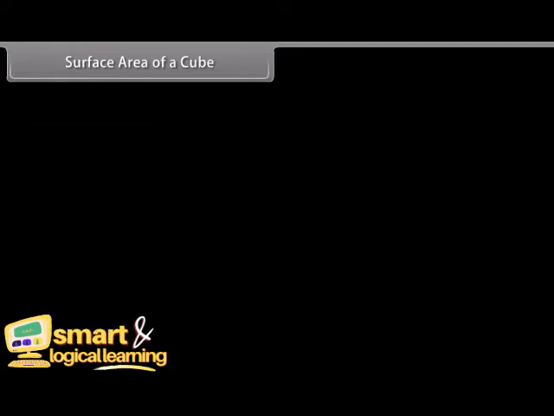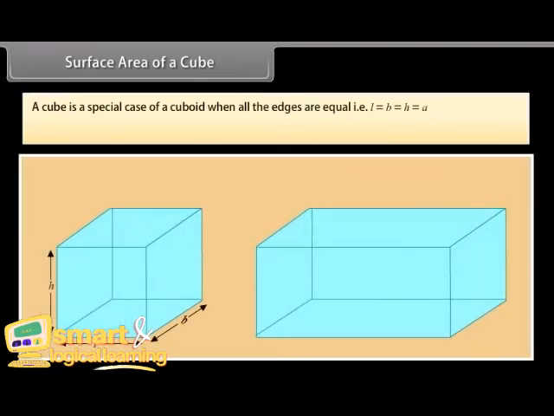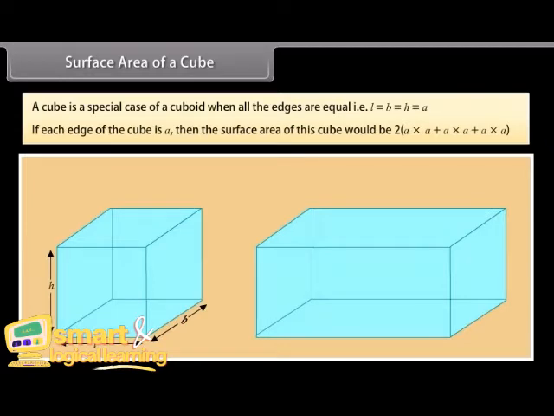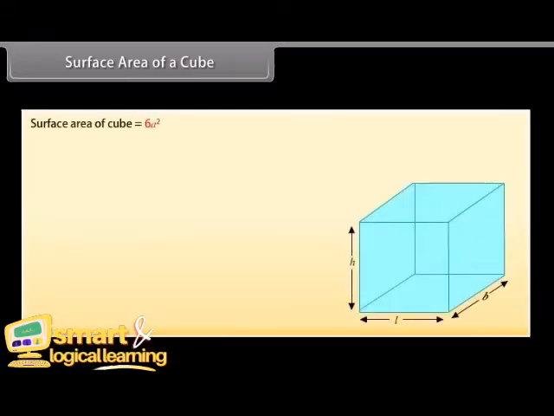Surface area of a cube. A cube is a special case of cuboid when all the edges are equal. That is, l equals b equals h equals a. If each edge of the cube is a, then the surface area of this cube would be 2(a² + a² + a²), or we can write it as 6a².